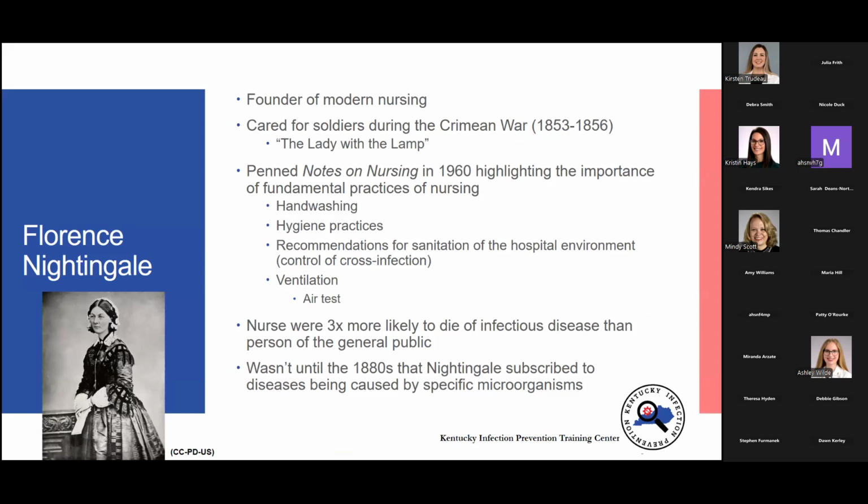Then, of course, we can't talk about the history of any part of nursing without talking about Florence Nightingale. So we had the founder of modern nursing. She cared for soldiers during the Crimean War between 1853 and 1856. She was known as the Lady with the Lamp. She wrote the book Notes on Nursing in 1860, and in this book she highlighted the importance of fundamental practices of nursing. Some of those that she wrote about were hand washing, good hygiene practices, and recommendations for sanitation of the hospital environment to prevent that cross infection. This is really one of the first times that we saw recommendations for this written out. And then she also supported good ventilation.